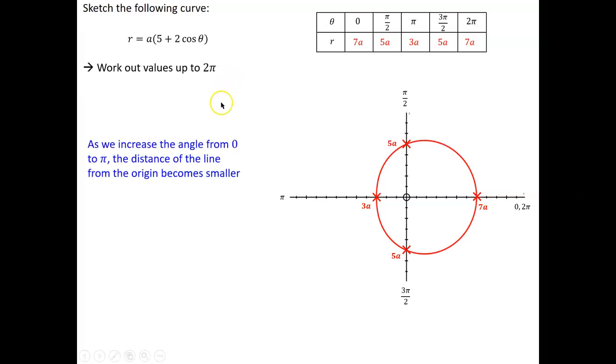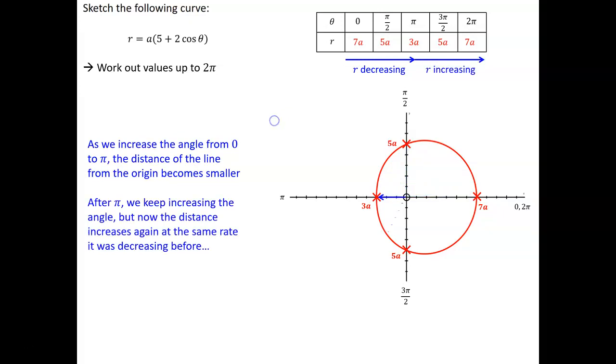So as our angle goes from 0 to pi, the distance of the line from the origin becomes smaller. Then as we move from pi to 2 pi, the distance increases again. What we get is this shape. It's slightly more squashed on this side than it is on this side.